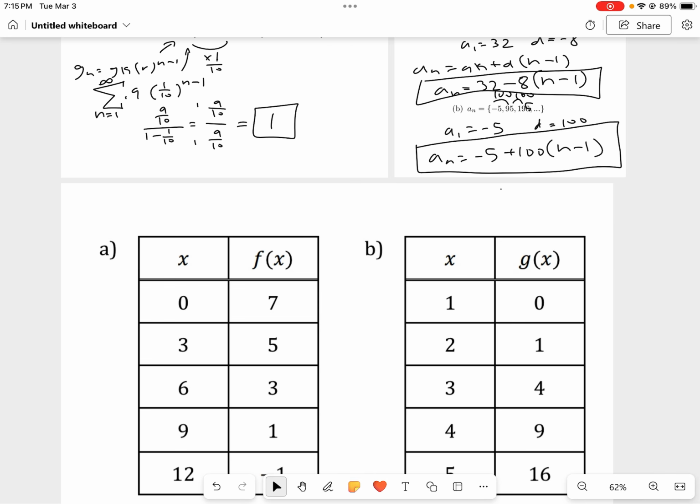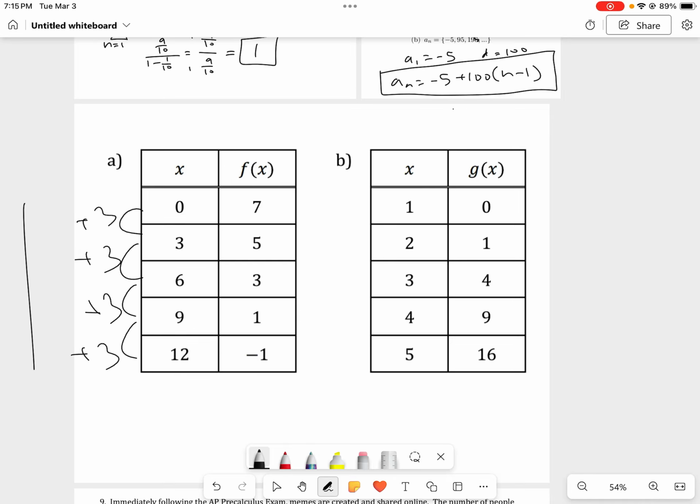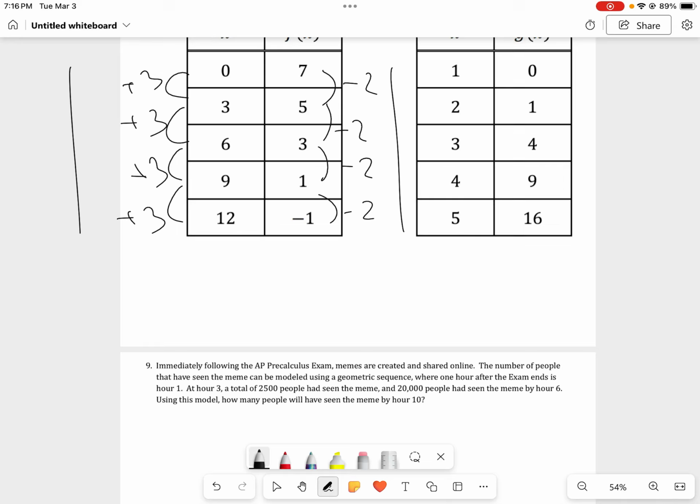Okay, these ones, it's asking you what type: quadratic, none of these anyway, so let's just see how it's moving. So it's plus 3, plus 3, plus 3, plus 3. So it's constant intervals right here. -2, -2, -2, -2. So it's the same, it's moving by the same, so it's going to be linear. That's how a linear graph works. It's going to be linear.